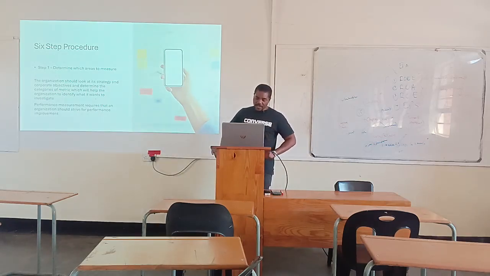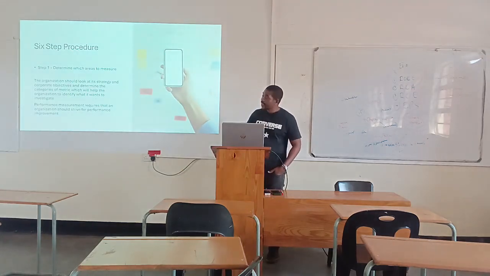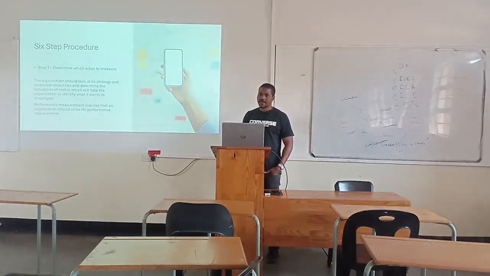So it says the organization should look at its strategy and corporate objectives and determine the categories of metric which will help the organization to identify what it wants to investigate. Now see, the key word here is to investigate. What do we do when we investigate?